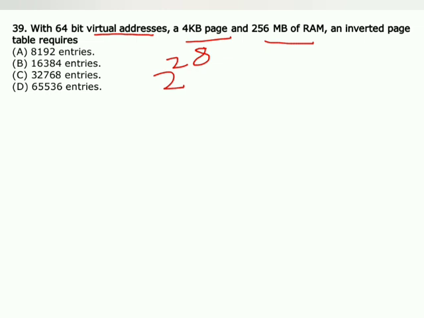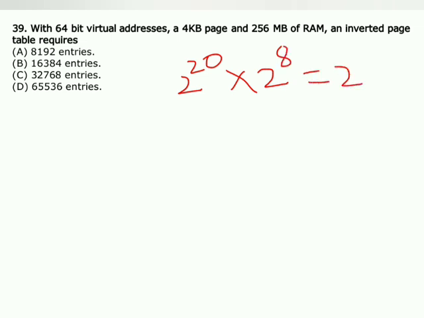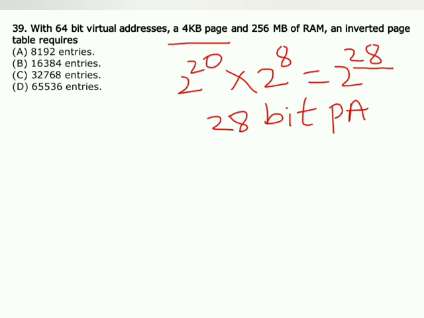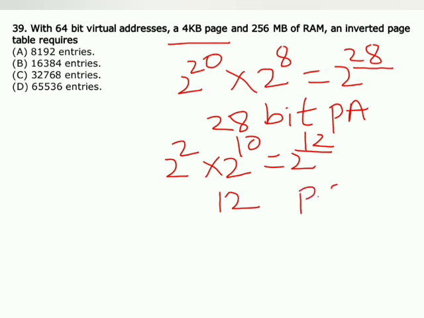How is it possible? Normally MB means 2 power 20, and 256 can be written as 2 power 8. That means 2 power 28. So there are 2 power 28 bytes in the RAM, which means we have a 28-bit physical address. Next, the given page size is 4 KB. In bytes, 4 KB means 2 to the power 2 into 2 to the power 10, that equals 2 power 12 bytes. So the physical address is 28-bit and the page size is 12-bit.